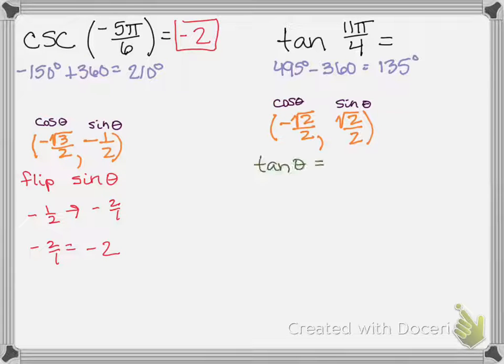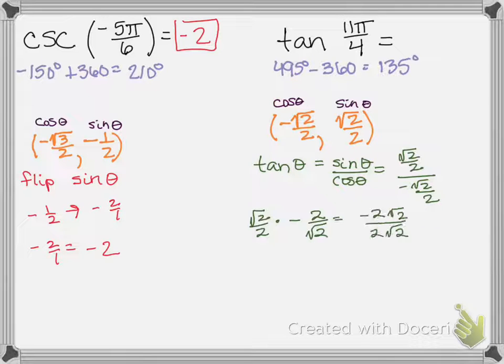And they're asking us to find tangent, which is sine divided by cosine. So it's the square root of 2 over 2 divided by negative square root of 2 over 2. And if you recognize from the beginning, because you have the same number divided by itself, that's 1, and then you have one negative sign, so it's negative 1. Or you can go through the math, and you get the answer negative 1.